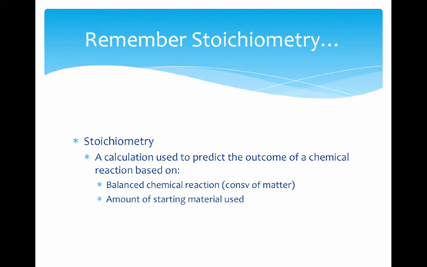Just a quick reminder of what stoichiometry is all about. The real definition is this right here. It's a calculation used to predict the outcome of a chemical reaction based on the balanced chemical reaction itself, which provides us data that supports conservation of matter and the amount of starting material used.